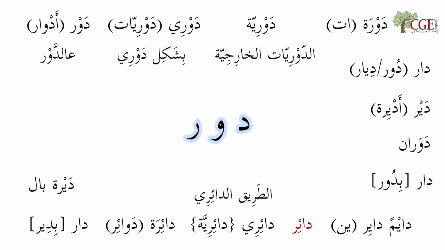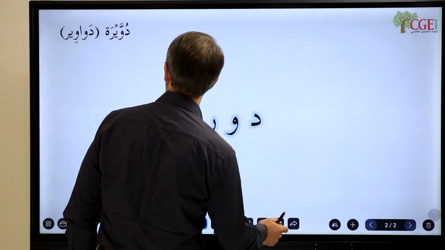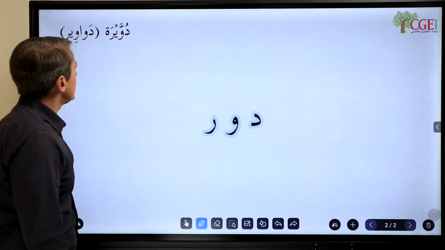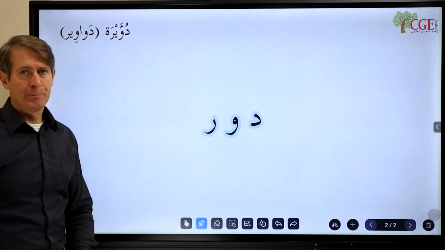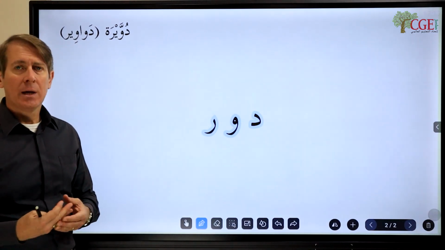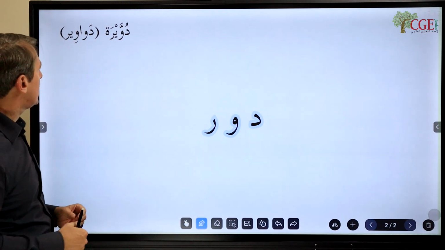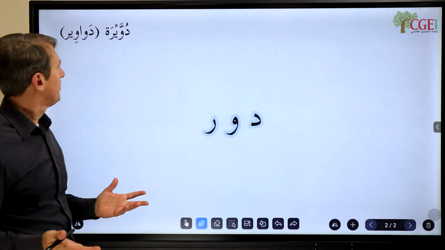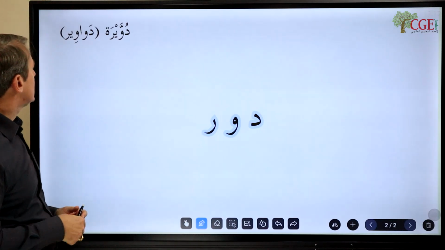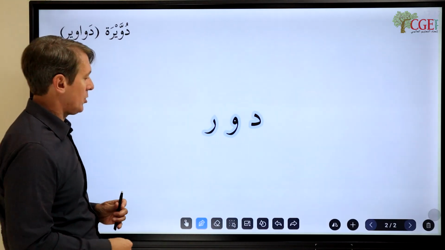Okay, so here we go back again on the second part. We're going to cover that right now. And here we see the first word, dawera. Dawera is only in Ammiya. It's a word for circle. Dawera means circle. That's all. And the plural is dawawir. Dawawir is the plural for circle.